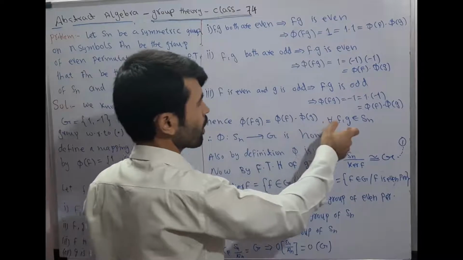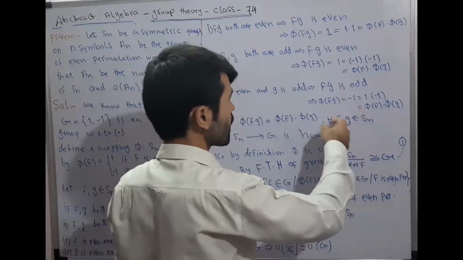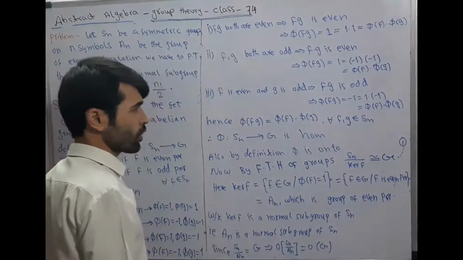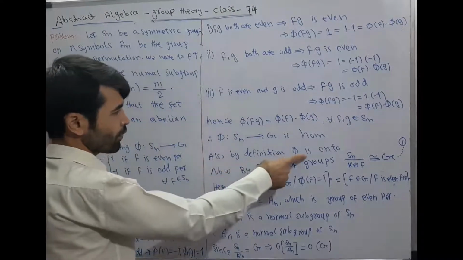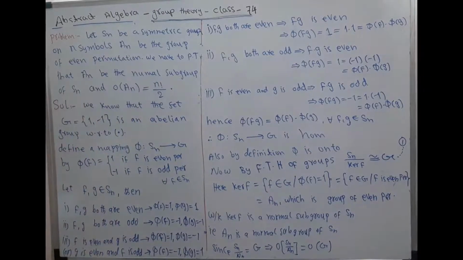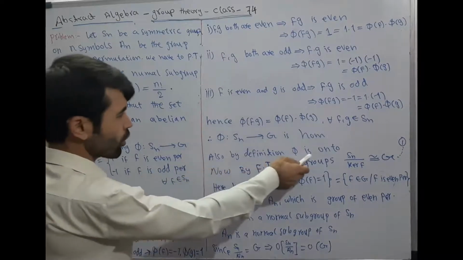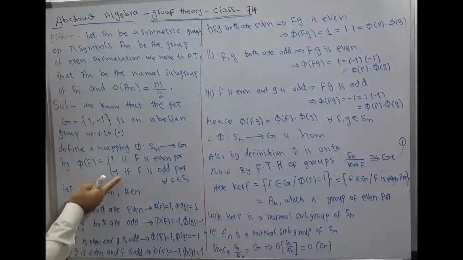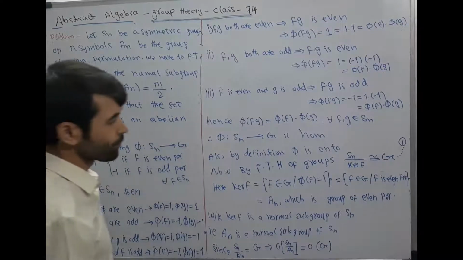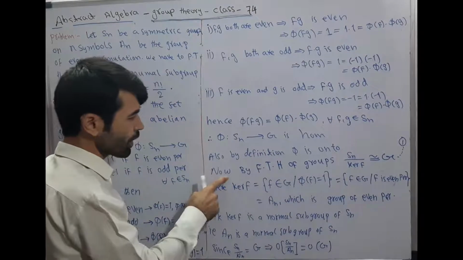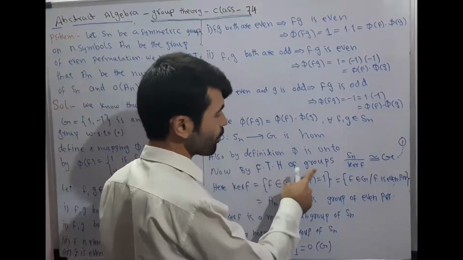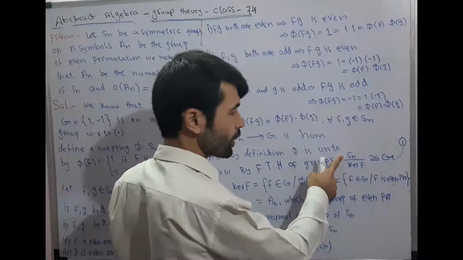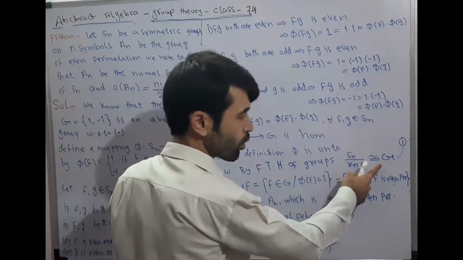In the three cases, we verified that phi satisfies the definition of homomorphism. Also, by definition, phi is onto, because for every element of the codomain there is an element in the domain. Now by the fundamental theorem of homomorphism of groups, we know that Sn by kernel phi is isomorphic to G. It is relation 1.